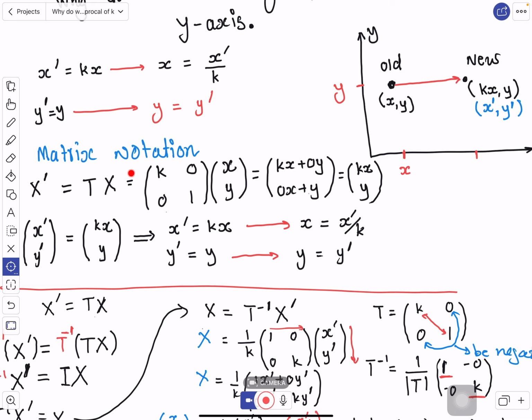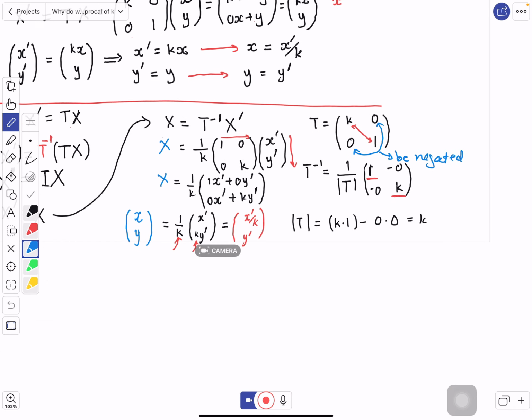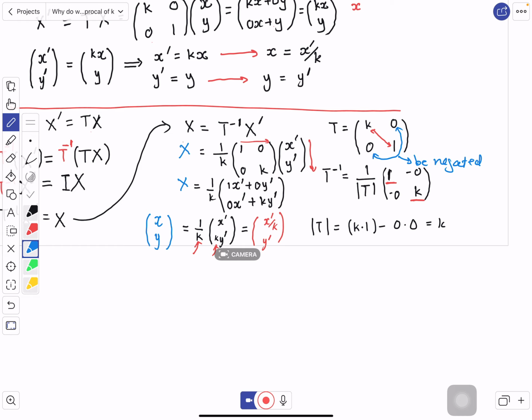All right, this is using straight matrix notation. And the last one is using the inverse matrix approach to get the result that we wanted. So there you go, those are the 3 ways of doing it.